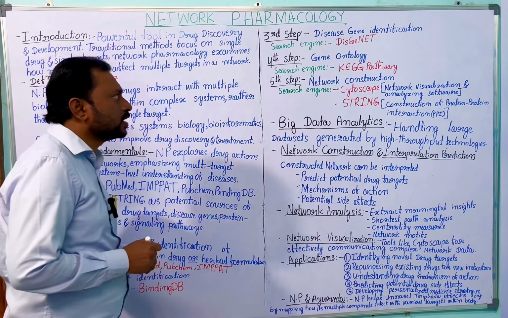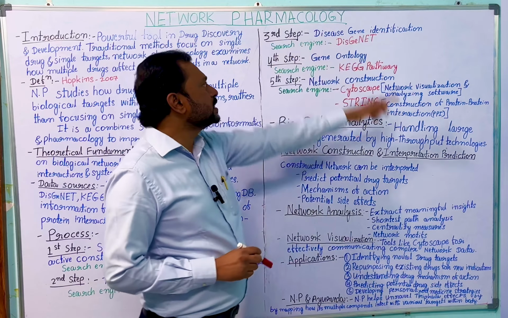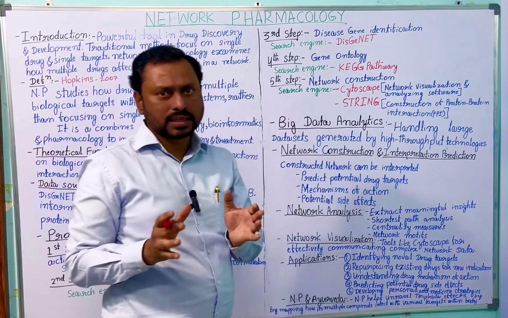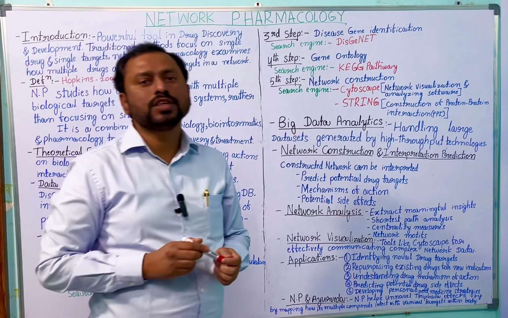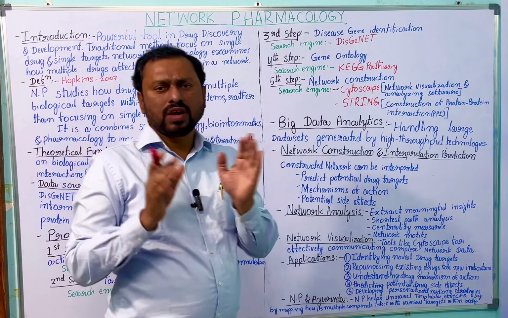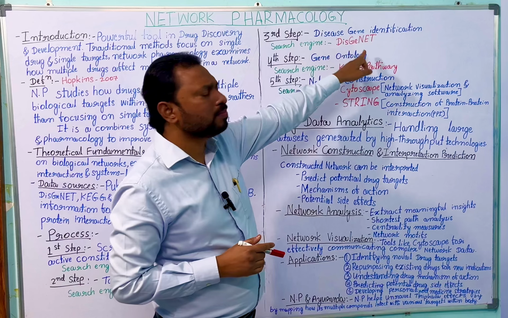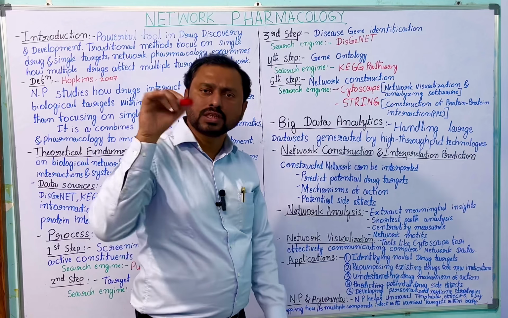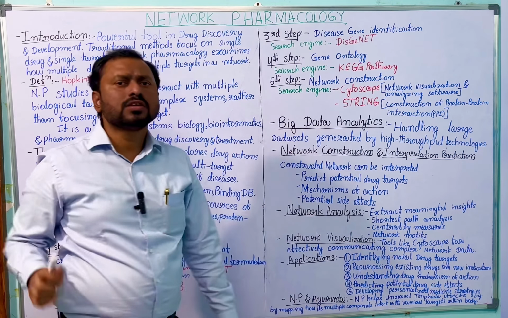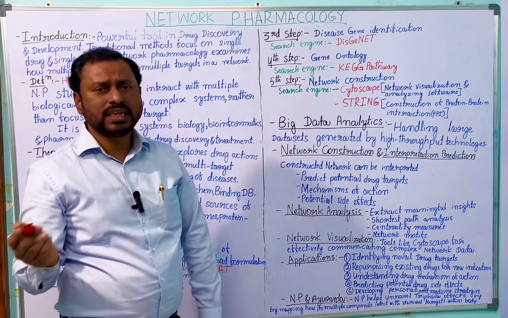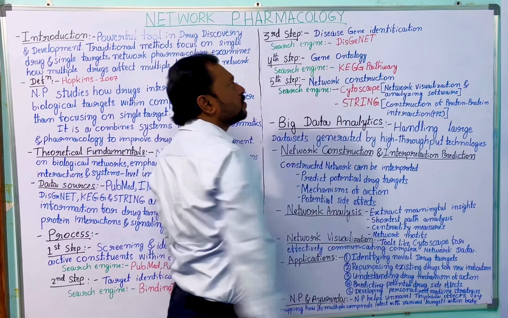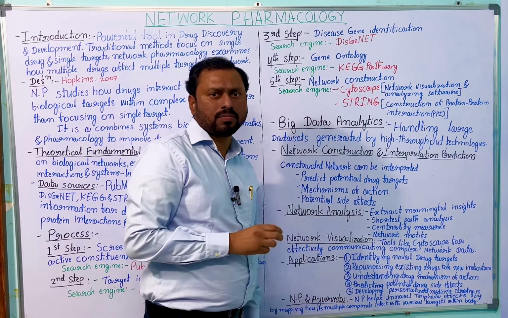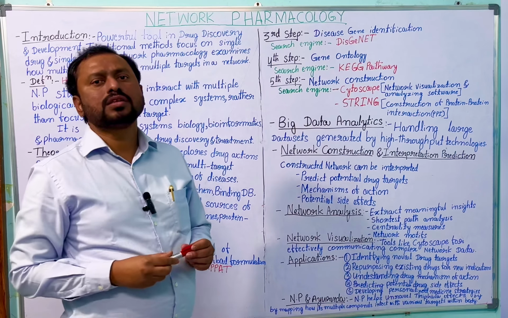Come to the third step, disease gene identification. If you are targeting a particular disease, which gene is involved or which protein is involved, we find by using this database or search engine, like DisGeNET. We can easily identify which gene is involved in producing the particular disease. This source we are using in the third step.